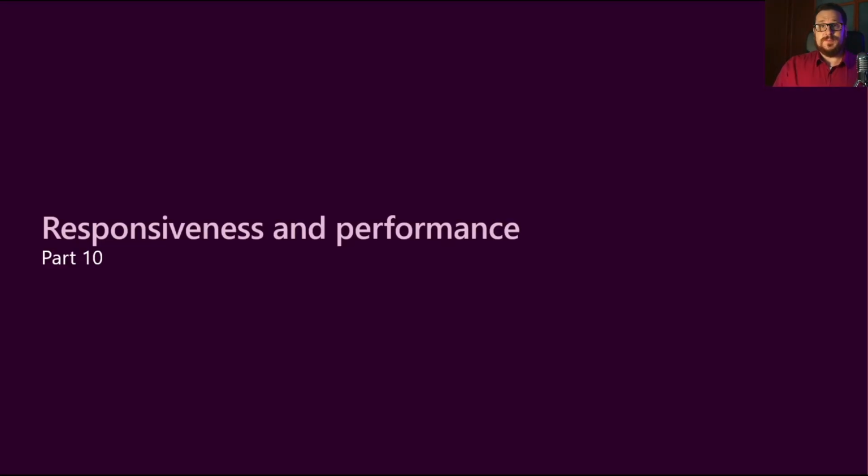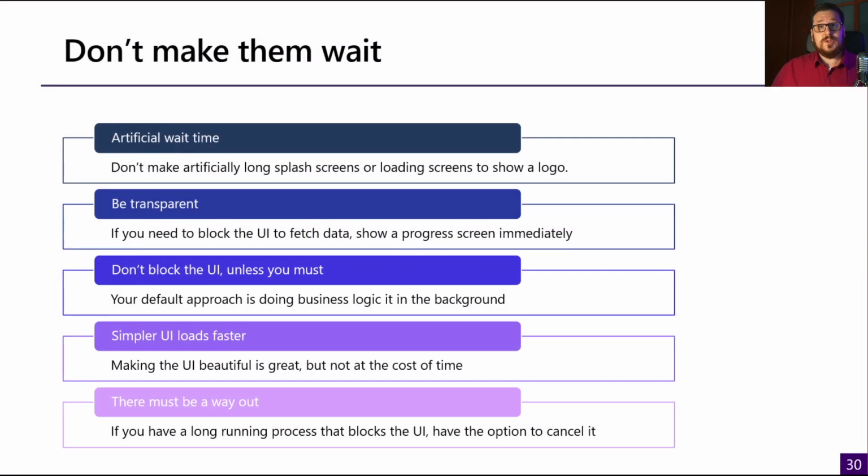Responsiveness and performance. There are several UX design related considerations that apply to performance, like artificial wait time. So we discussed that there are opportunities to show off your logo, but don't create those opportunities in an artificial way, like loading screens that take more time than they have to, or long splash screens. If you have a process that takes time to execute, be transparent about it. Show a loading bar or a loading screen, or let the user know that they are waiting for something and not just block the UI. The way you should typically process business logic would be in the background, if it's technically possible, and not interrupt the process flow of the user.